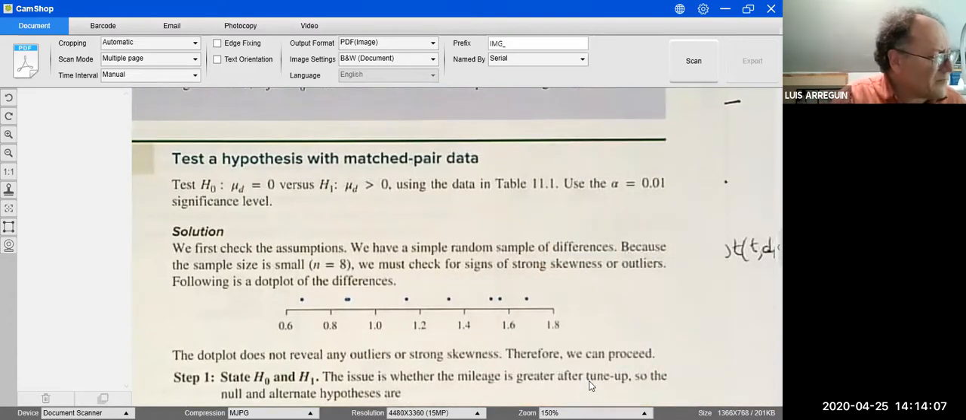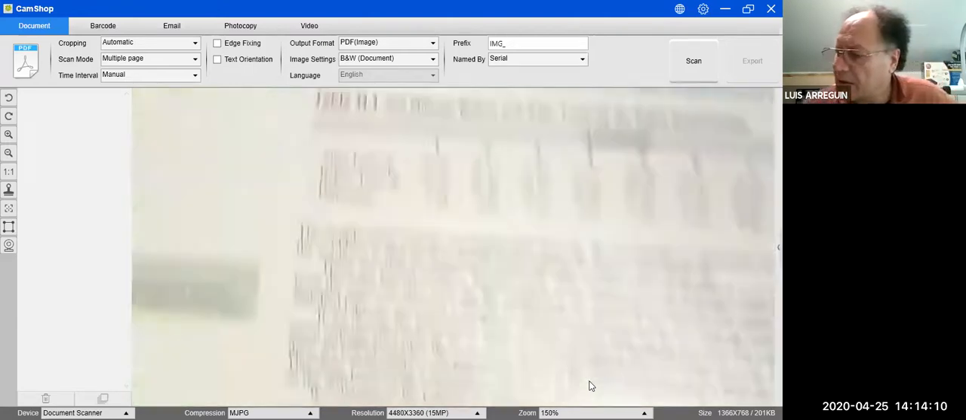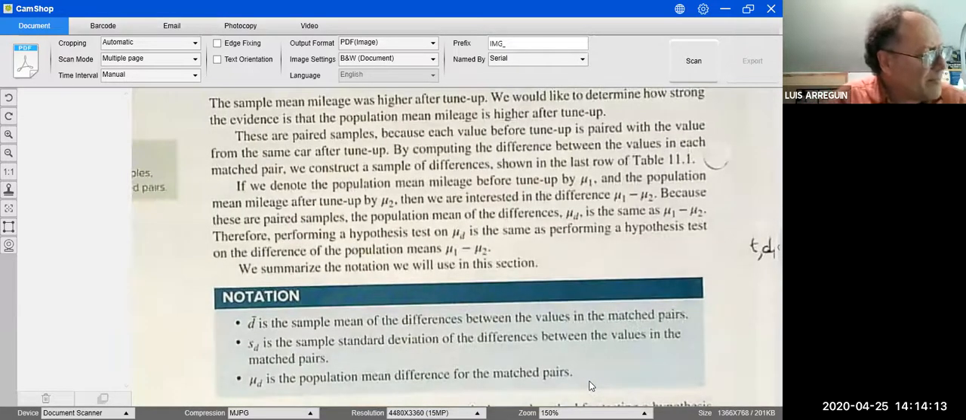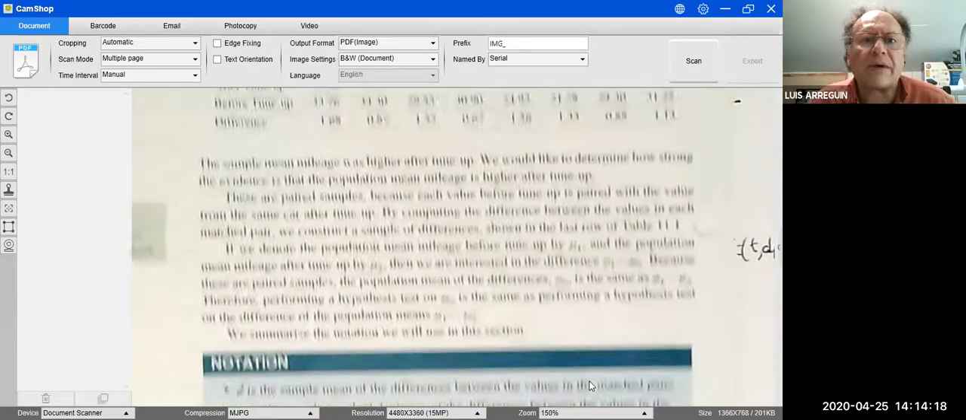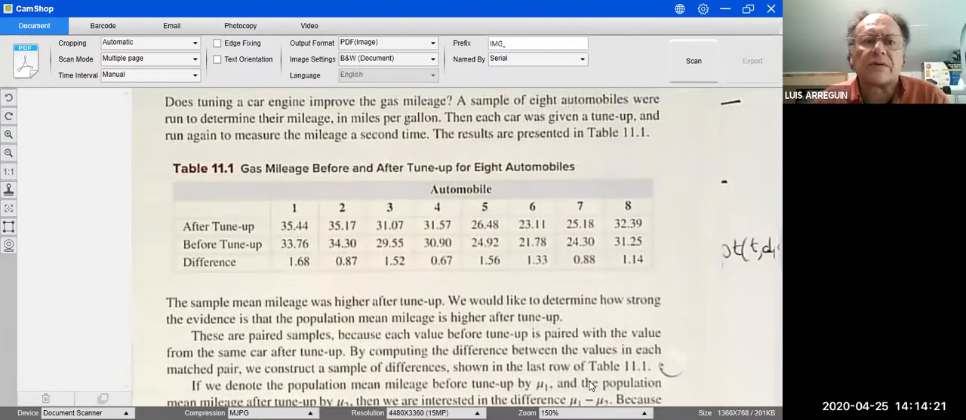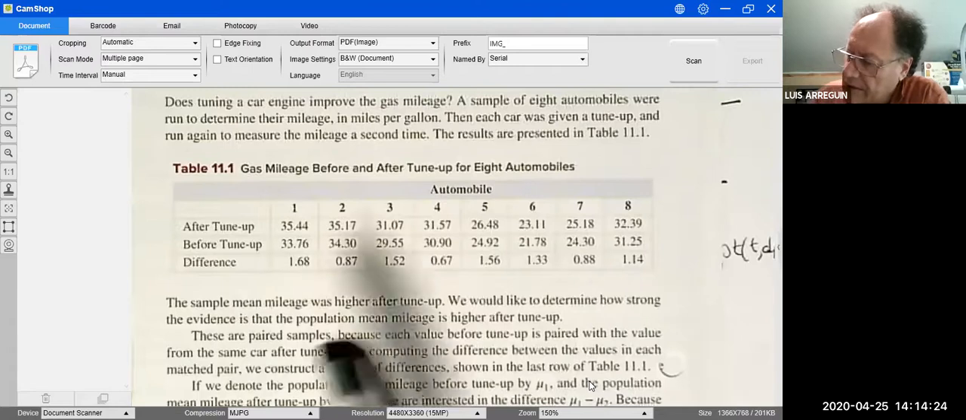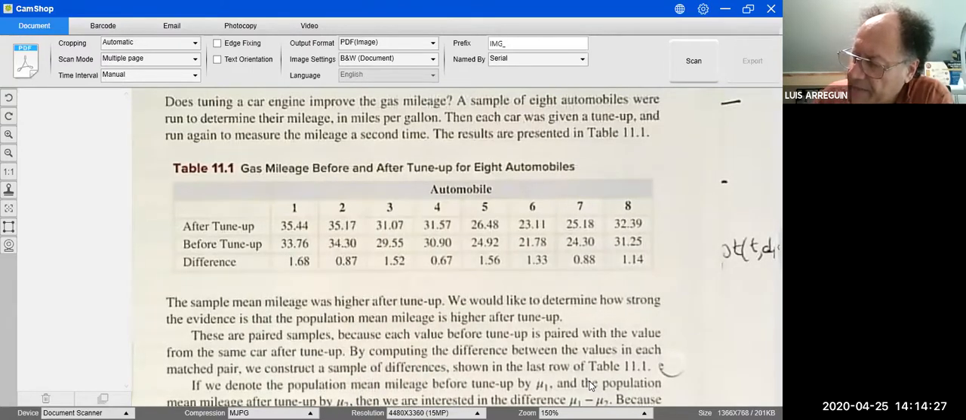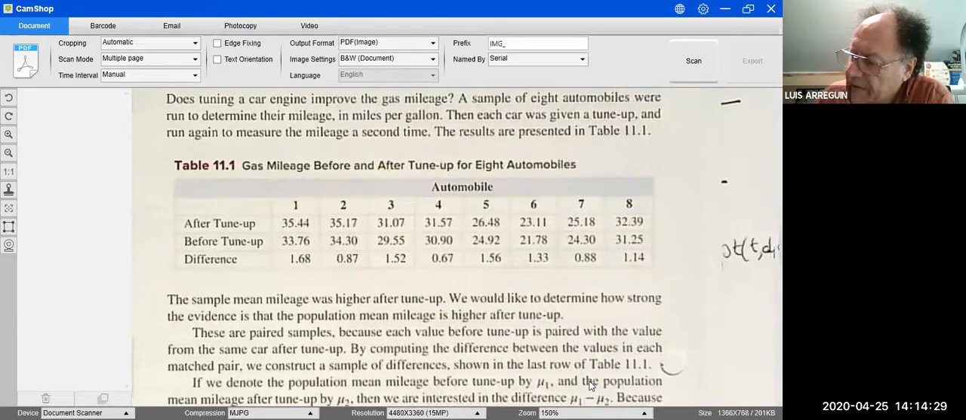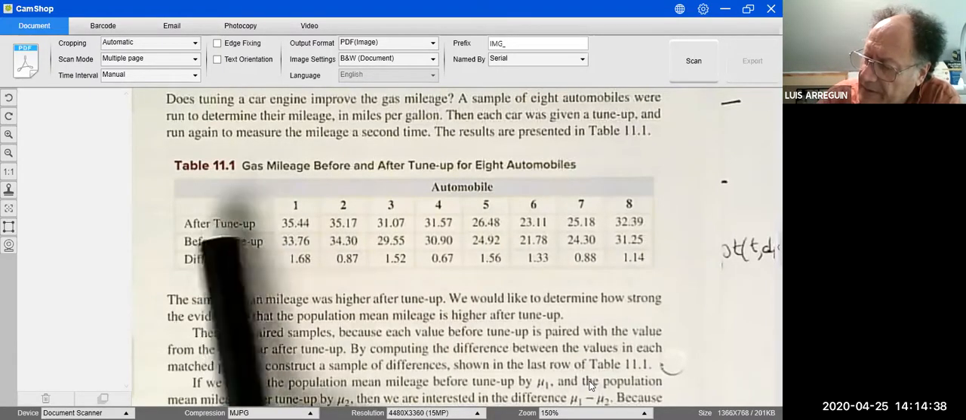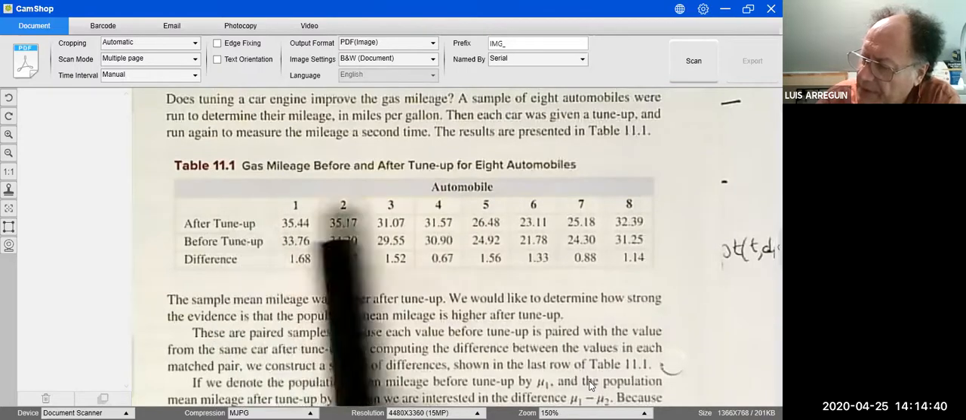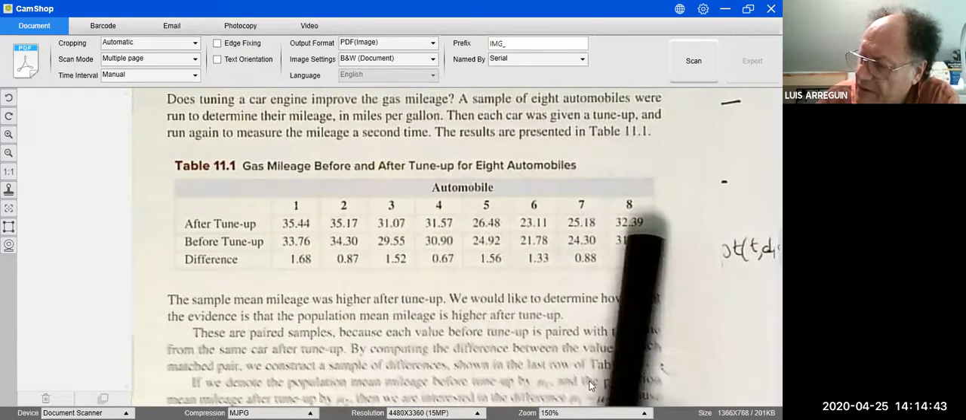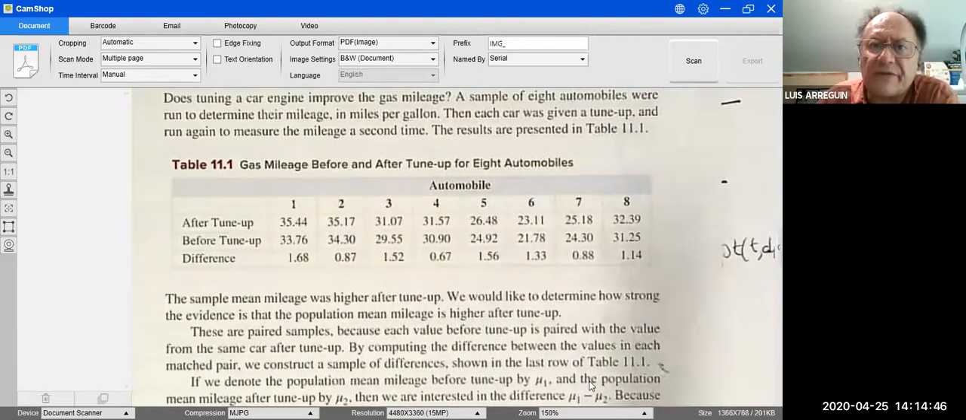0.01. So we need to check then table 11.1. So let's see. We have 11.1. The table is over here. So you can see here, you're measuring gas mileage before and after tuning up automobiles. So first we have before the tune-up, you have this measurement, that's the second row. After the tune-up, you have the measurements on the first row.